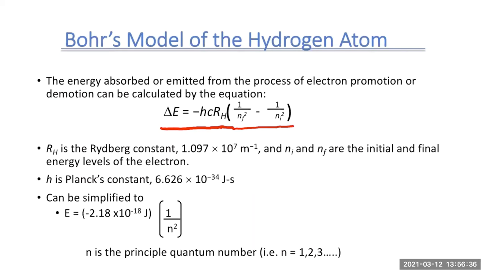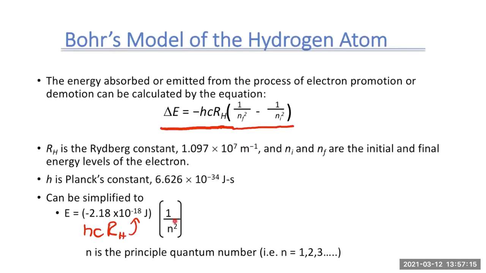Now, all of this can be simplified so that we don't have to punch a lot of numbers into our calculator. Since the first three numbers, c, h, and R, are all constants, we can multiply them together, and then we get negative 2.18 times 10 to the negative 18th joules. So if we take those three numbers, h, c, R_H, multiply them together, we get that number. Easier to remember, easier to work with.